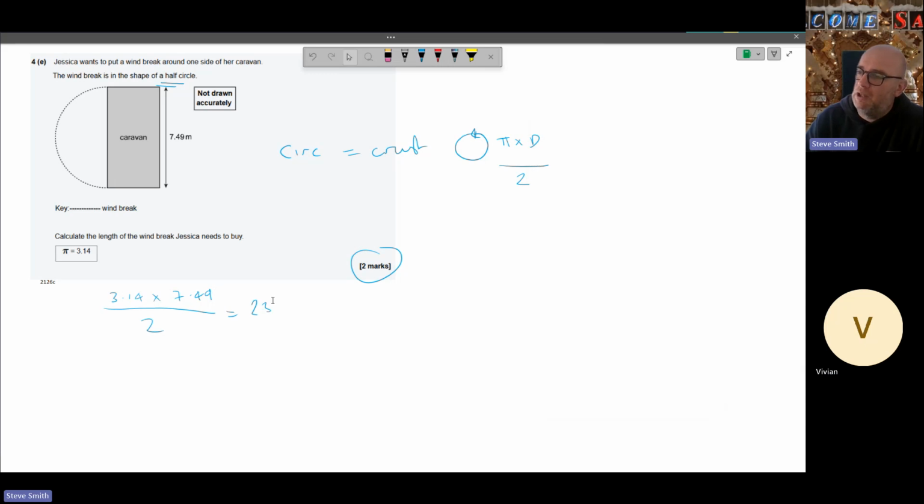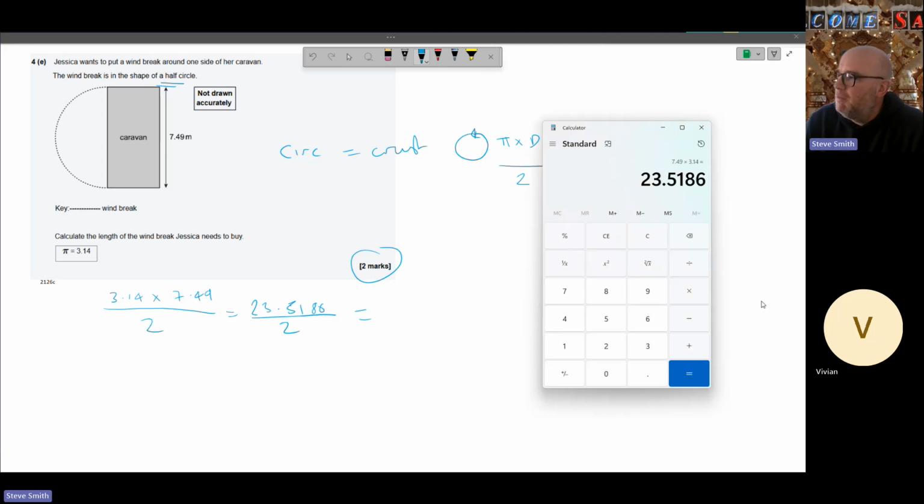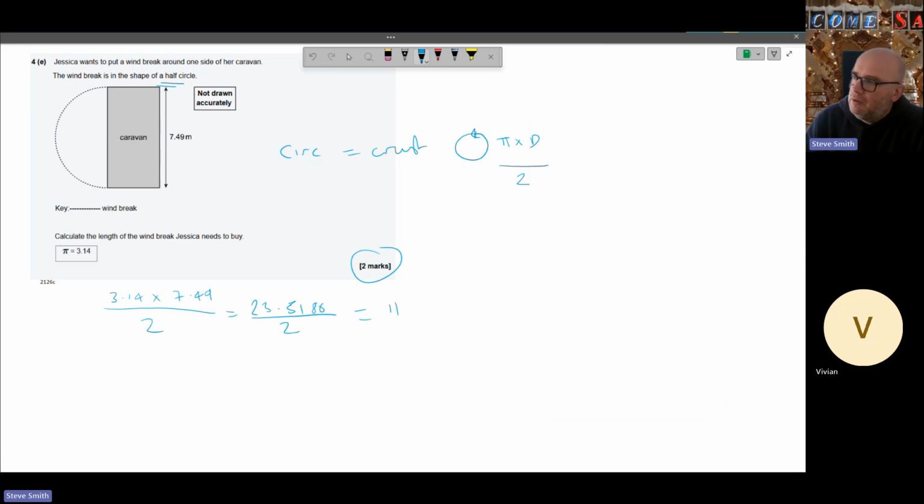So that's what we got for this part, 23.5186. And then we're dividing it by 2, because we want half a circle. Divided by 2, we've got 11.7593. It doesn't say anything here about 2 decimal places or nearest meter, so I'd be tempted to say she needs 11.7593 meters. I'll be putting it as that.